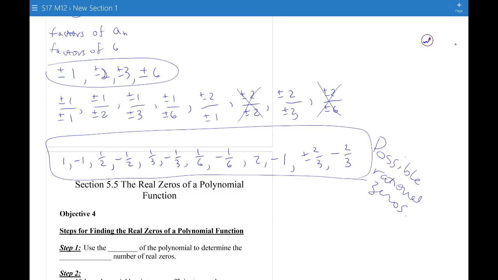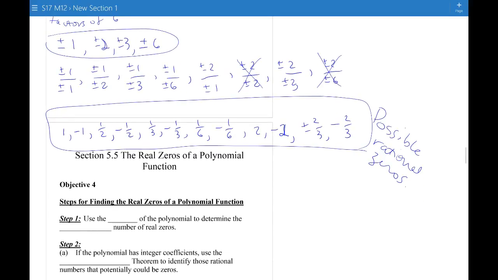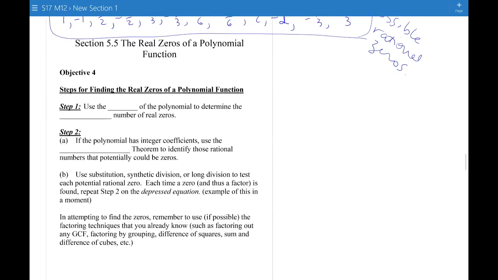So please say this sentence to yourself. If this polynomial has rational zeros, they will be on this list. In other words, this is a complete list. There aren't any rational zeros that aren't on this list. So make sure that's very clear to you. If you check every single one of these and none of them work, then the polynomial does not have any rational zeros. Okay? It's a very strong list.